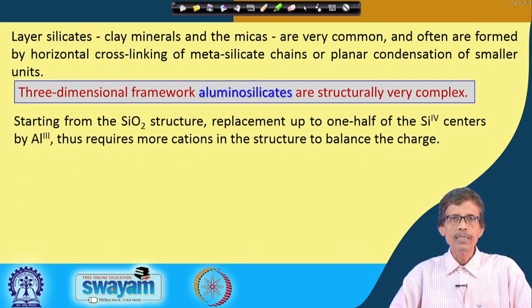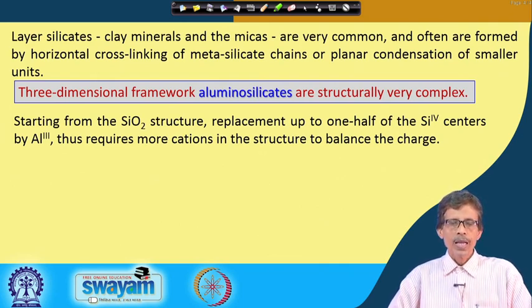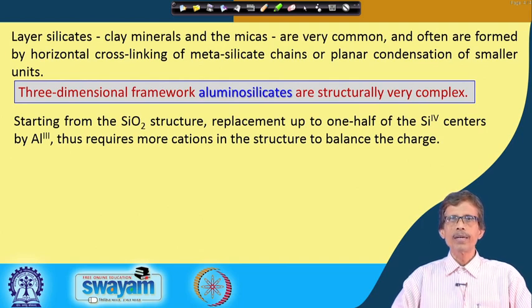If you have a typical SiO2 structure, we should also know the structure of pure silica or the quartz, because you have the repeating unit of the SiO4 unit, and that SiO4 unit ultimately boils down to the molecular formula (SiO2)n. Then if we replace one half of the SiO4 units by the corresponding aluminum centers, that means AlO3 units, this requires more cations in the structure to balance the charge, because the tetravalent silicon centers are substituted by trivalent aluminum centers.